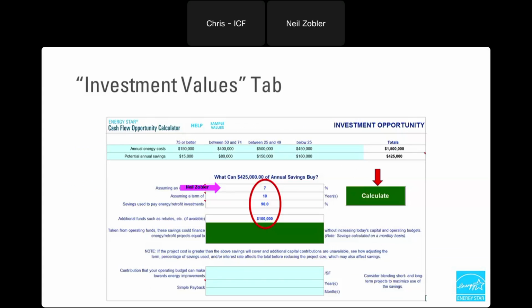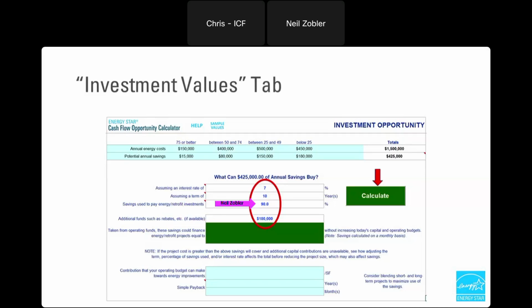We need to start with an interest rate. We need to assume a term. We need to know, are there any additional savings that we can capture here at the bottom through rebates? Or do we have to use 100% of the savings for this particular project? Now, we worked with a school district on the West Coast, and they need to rehire teachers. So they use part of the savings here to put back into their head count. So this gives you a lot of flexibility.